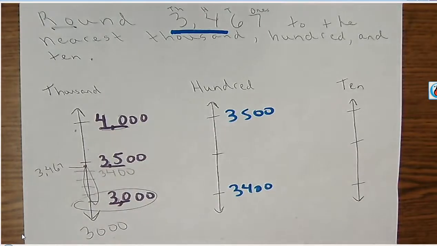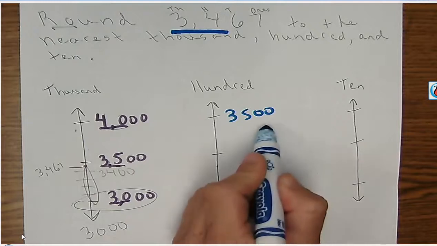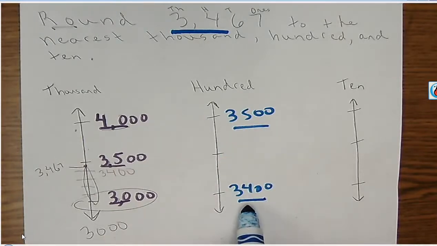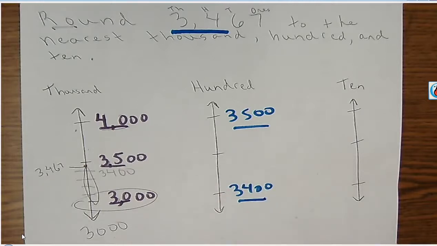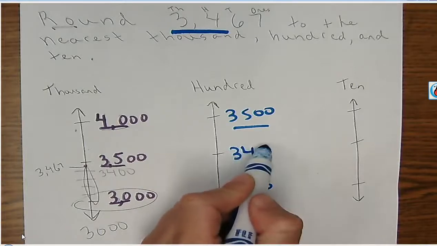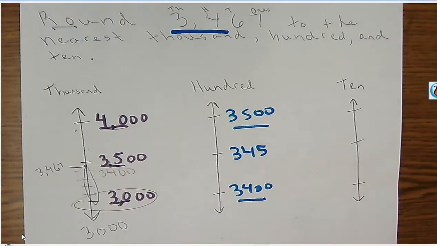Okay, now, they're 100 apart. So how do we figure out the middle? What's halfway between 3,400 and 3,500? Well, if we look at this and think of it like this, what would halfway between 340 and 350 be? Well, it would be 345. And then just add in the extra 0.